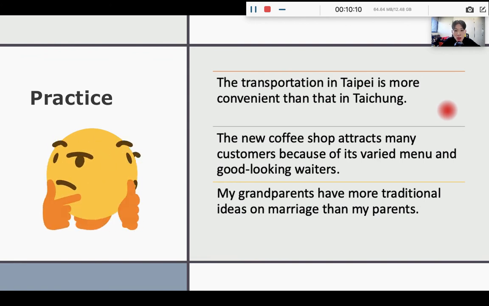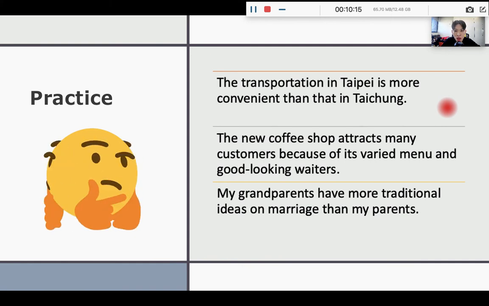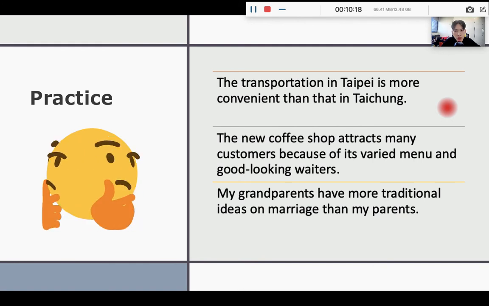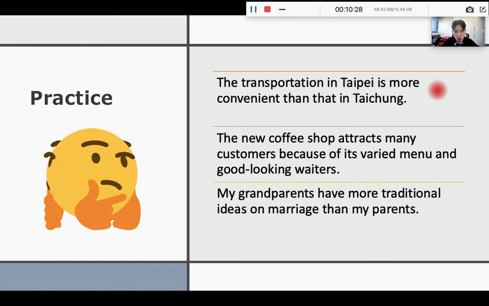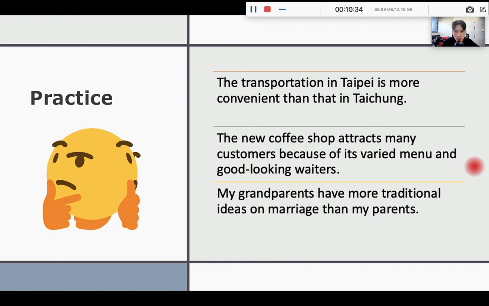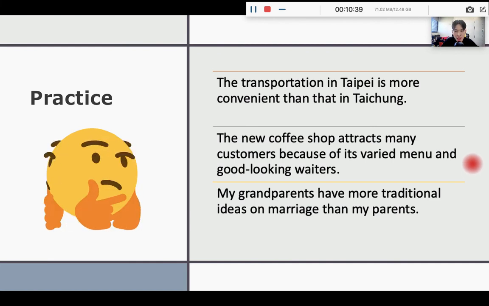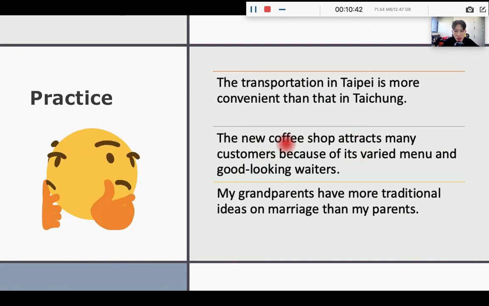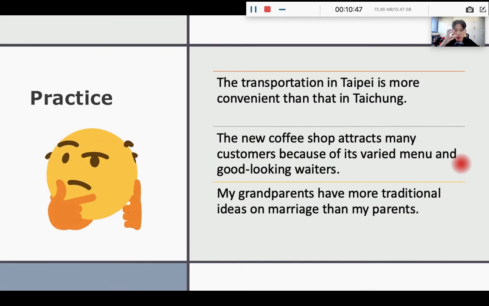Now let's take a look at the first topic sentence. The transportation in Taipei is more convenient than that in Taichung. So the topic is transportation, and the focus is the comparison between Taipei's transportation and that of Taichung. What about the second one? The new coffee shop attracts many customers because of its varied menu and good-looking waiters. So what is the topic here? The new coffee shop. And the focus here is varied menu and good-looking waiters.